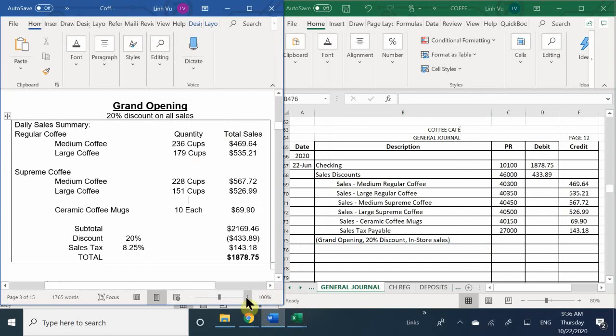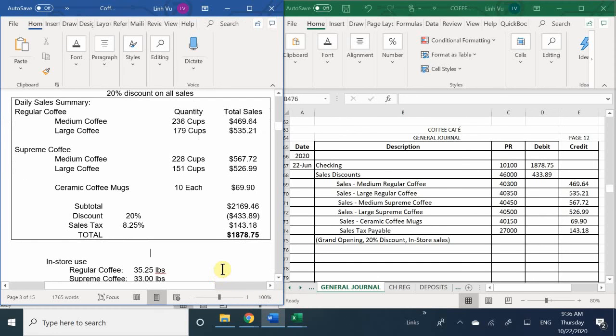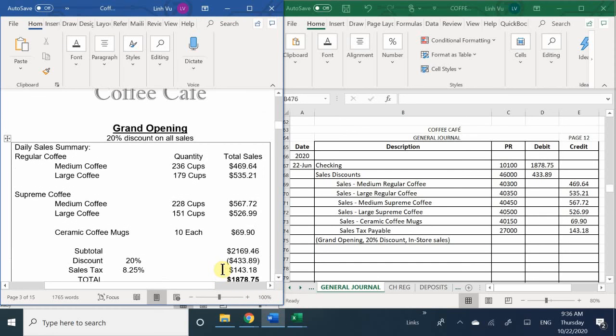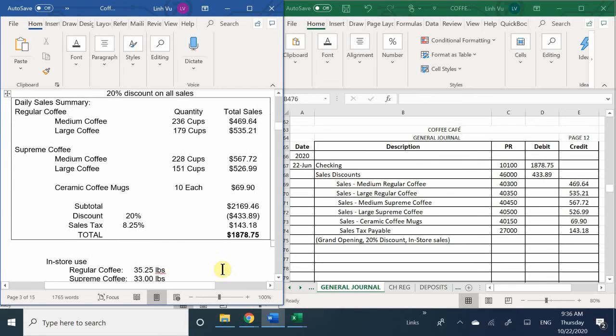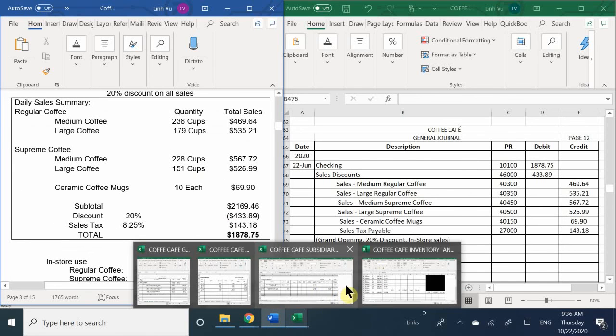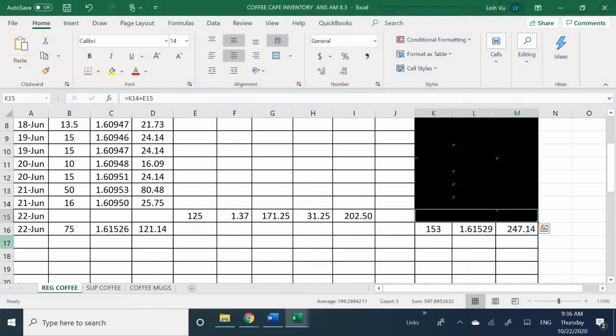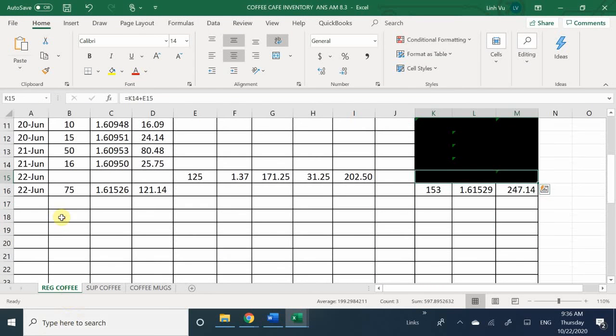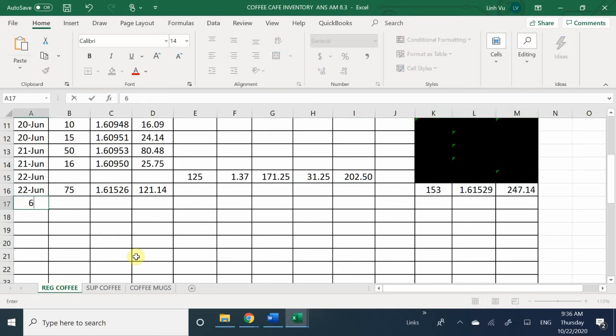Then next would be the inventory. All right. How do we know how many pounds we sold? Yeah, how much? 35.25 on the regular coffee. Okay, so the inventory worksheet, regular coffee, 35.25. Right. The price of 1.6529. Oh, 1.652. Okay, good.